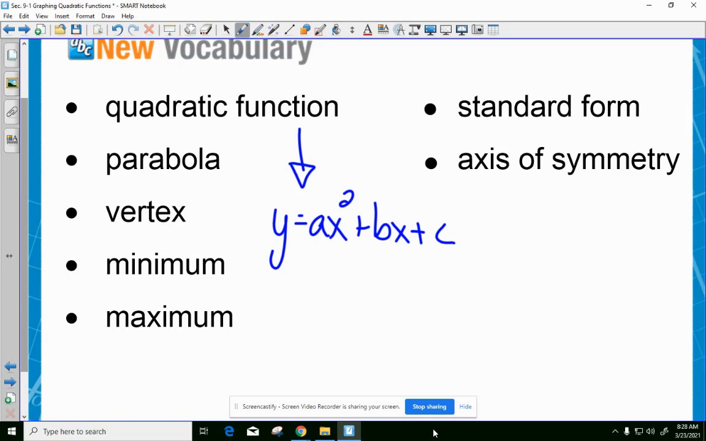Standard form means that we've done what with our function? Yeah, we have simplified it, but it's going to be the way in which we write it. How are we going to write it? We're going to do it how? Highest to lowest. The powers. Very good. Those exponent powers.